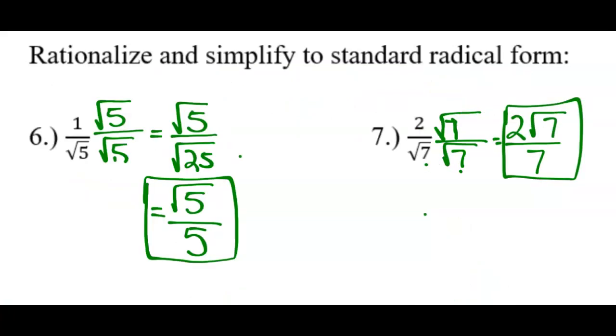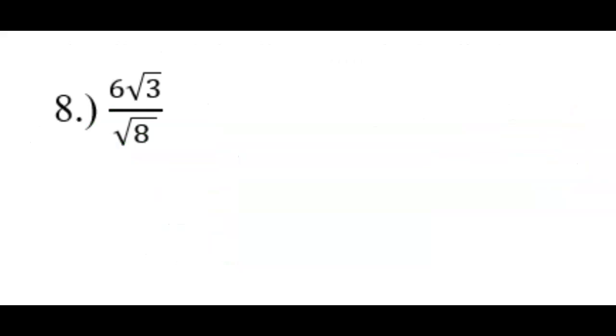And we're going to look at number 8, as I promised. Number 8, I can't have the square root of 8 underneath. So I need to get rid of that. So I need to multiply by 1. What is my 1 going to look like? It's going to be the square root of 8 over the square root of 8.